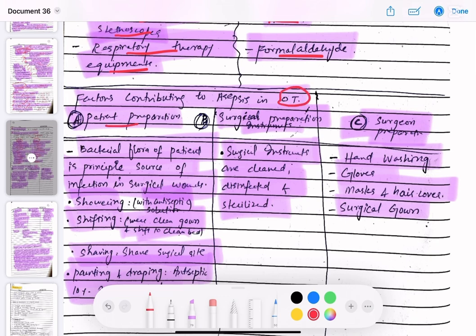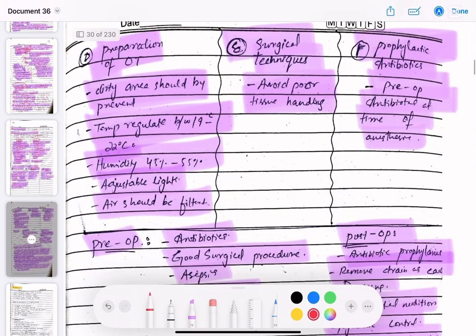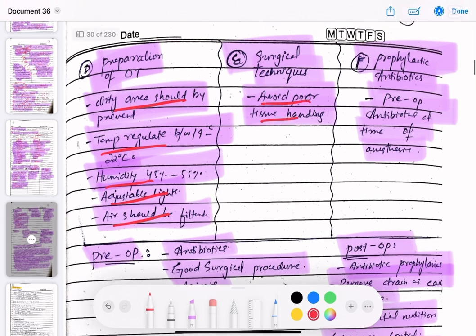Now the factors that contribute to asepsis in OT are patient preparation, surgical preparation, instruments and surgeon preparation. The bacterial flora of the patient is the principal source of infection in surgical wounds, so showering, shifting, shaving, and painting and draping. In the preparation of the operating area, it should be clean, temperature regulated, humidity adjustable, and lights and air should be filtered. Surgical techniques: avoid poor tissue handling, and prophylactic antibiotics are given pre-op at the time of anesthesia.